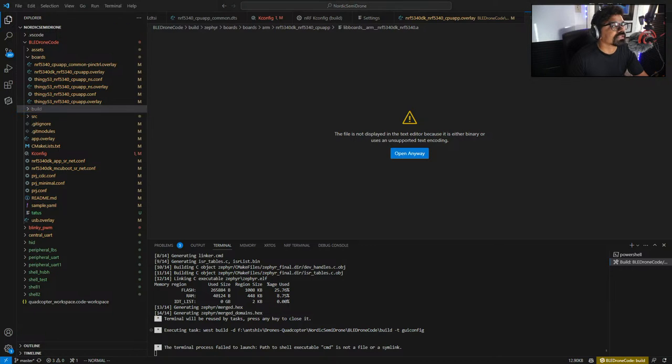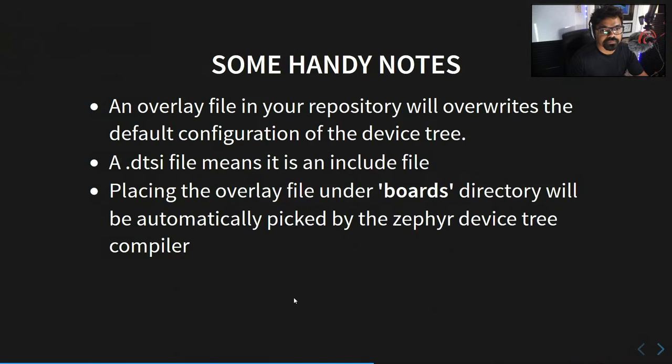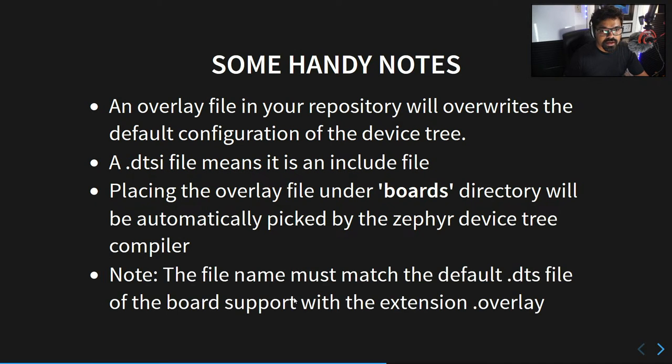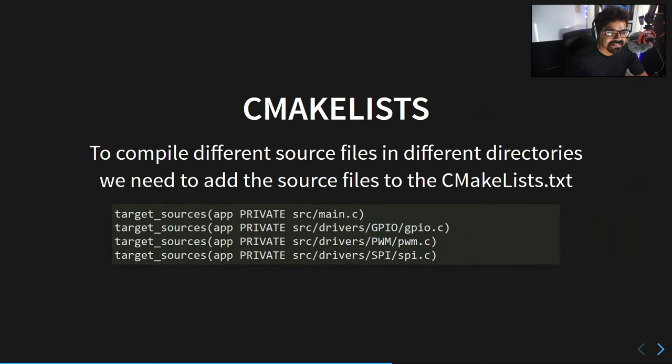All right, let's get back to our slide. And this is very important. In order for it to pick up, it's good to have the file name match the default DTS, which in this case was the NRF5340 underscore development kit underscore NRF5340, whatever it may be, dot overlay file. Because then that's when it'll automatically pick up the overlay file. Otherwise you'll have to explicitly state that in your build project configuration.